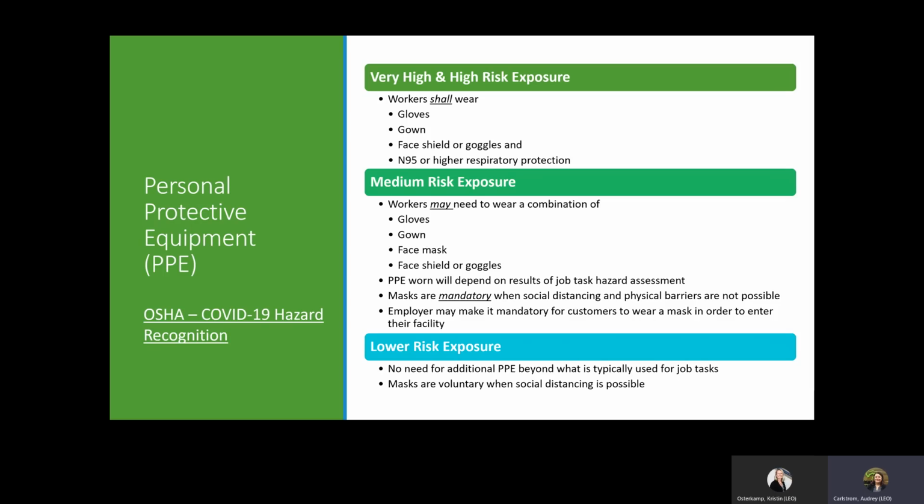The use of masks, face coverings, or respirators is voluntary when social distancing is possible. The CDC currently recommends face coverings for everyone in public. Employers should encourage face coverings, especially when employees are using public transit to get to and from the workplace.